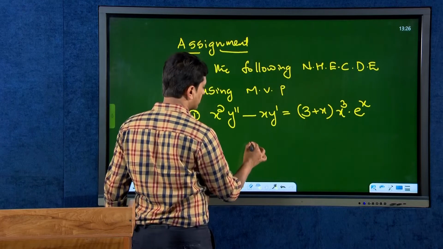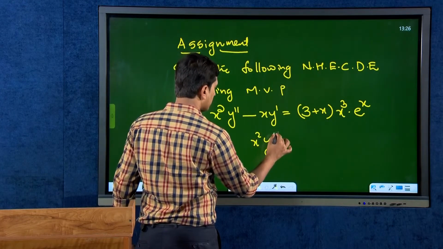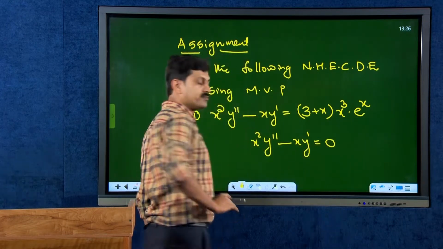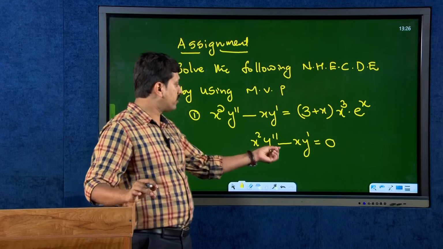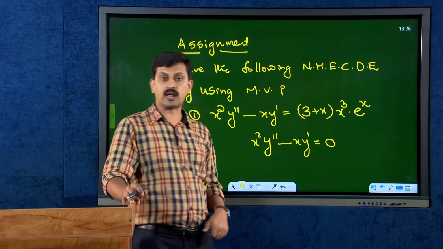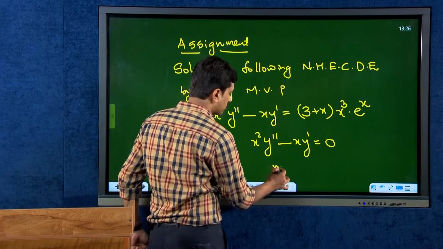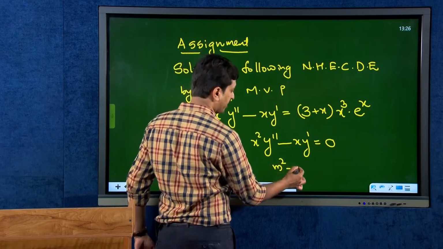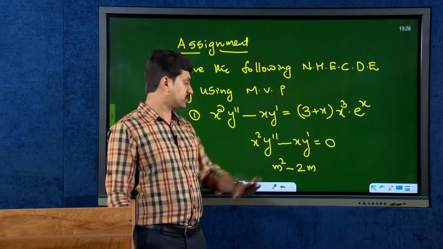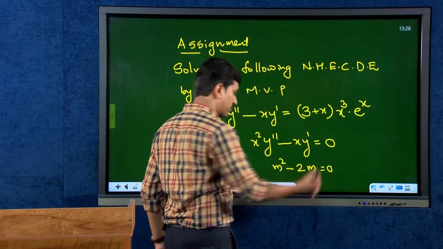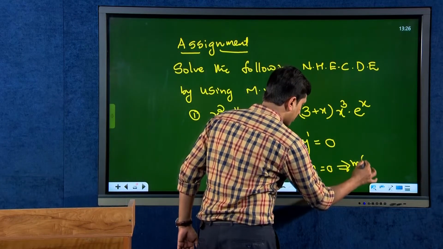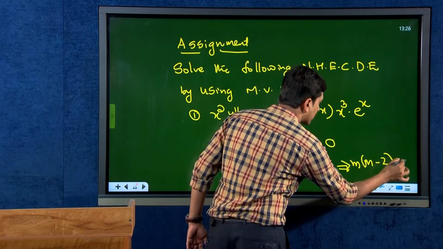as x square y double dash minus xy dash is equal to 0. See, while evaluating this one, a is equal to minus 1, and we will have the auxiliary equation as m square minus 1 minus 1 minus 2m. The term b is equal to 0, therefore, this is equal to 0. So, we will have m into m minus 2 equal to 0.